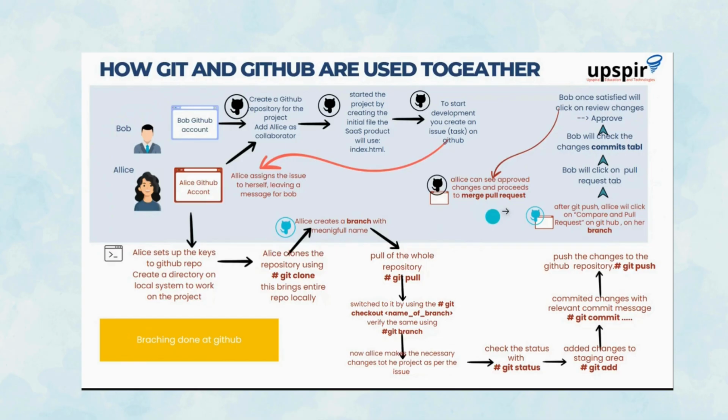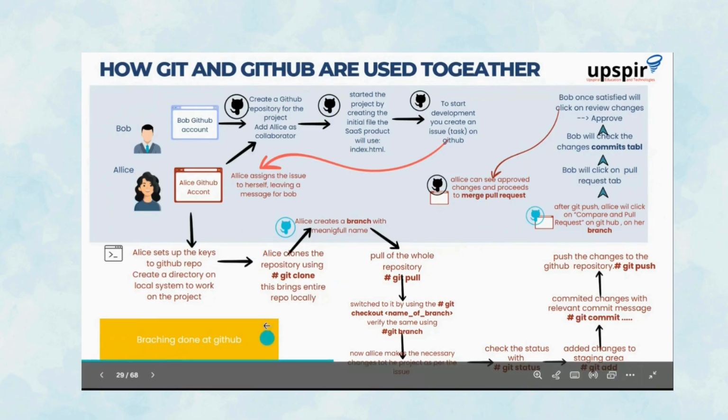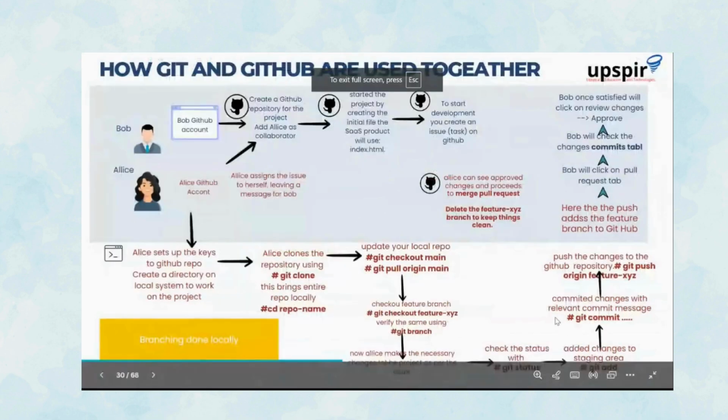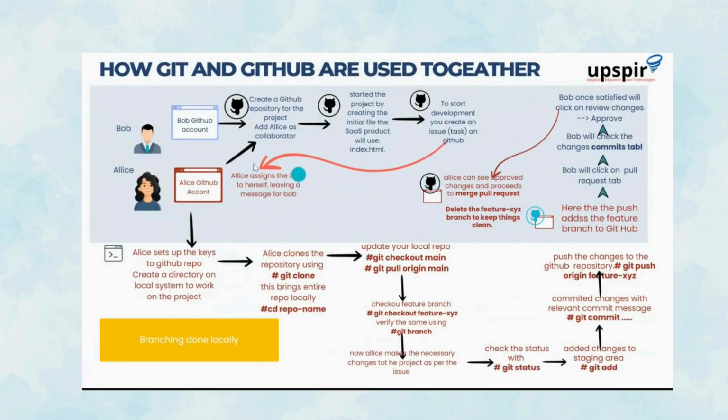And then Alice can go back and see the approved changes and proceed to merge pull request. Once this merging happens, your main code becomes the same as your feature branch. Is this flow clear? And here the example is of branching done at GitHub.